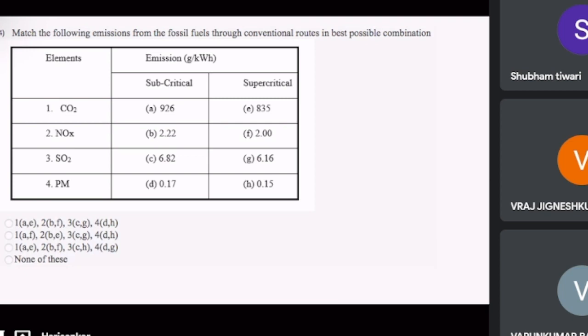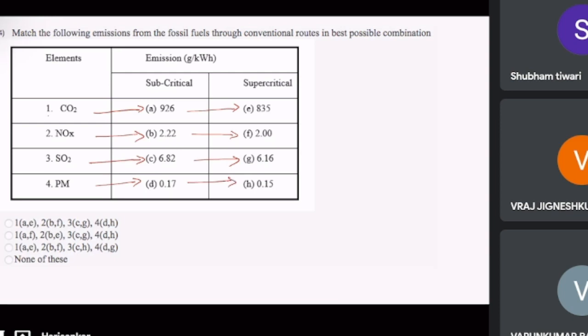Okay, so anyways, the carbon dioxide was 926 at subcritical condition, and it decreased to 835 at supercritical. NOx was 2.22 at subcritical, and it reduced to 2 at supercritical. Sulfur oxide emissions were 6.82, reduced to 6.16, and particulate matter was 0.17, reduced to 0.15.